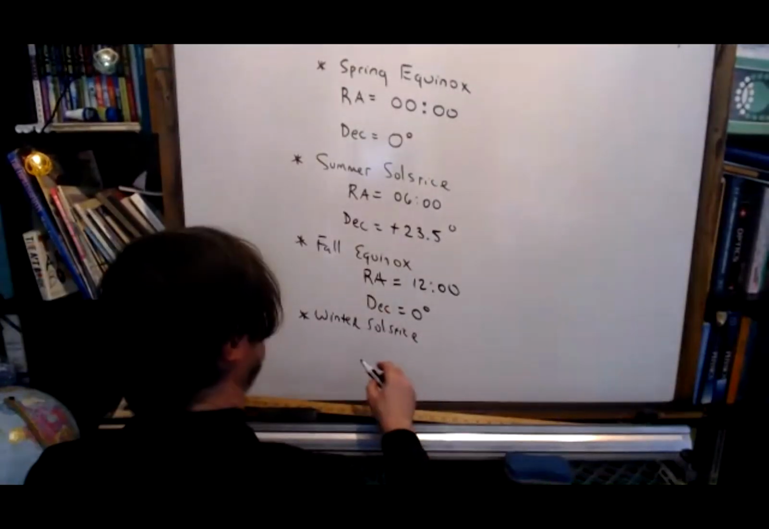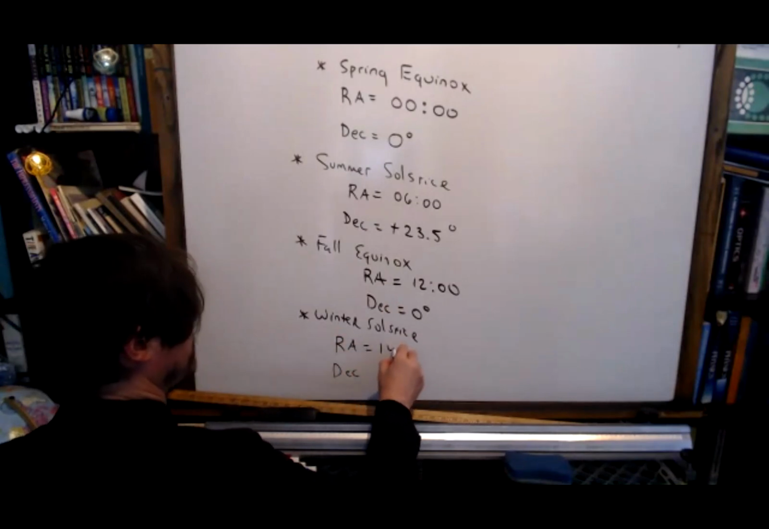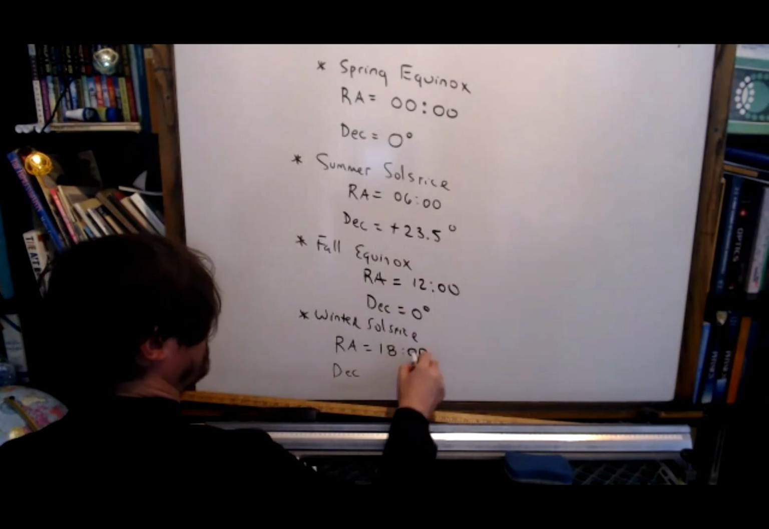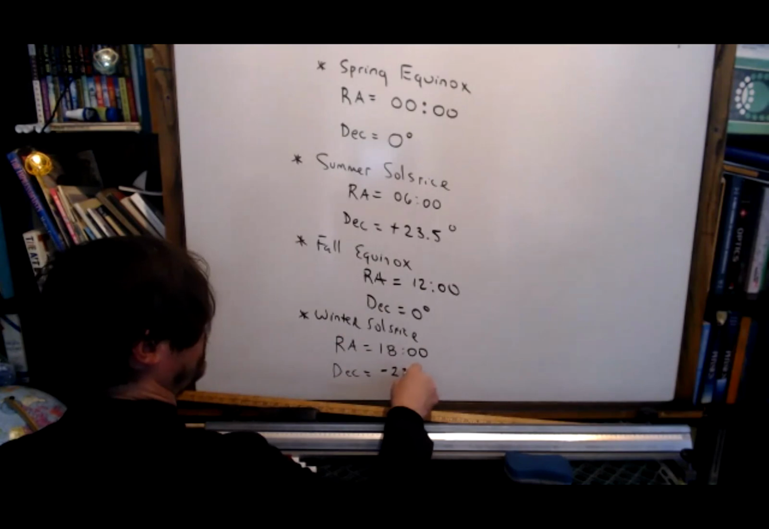Can anyone just shout it out? 18 hours. Yep. How about the declination? Negative 23.5 degrees. Negative 23.5 degrees.